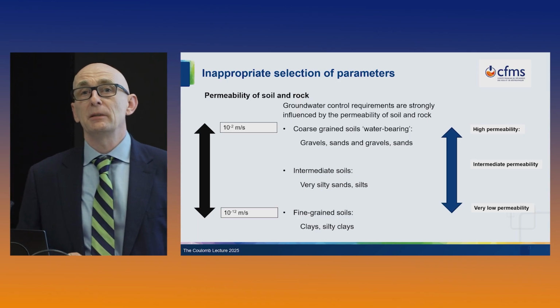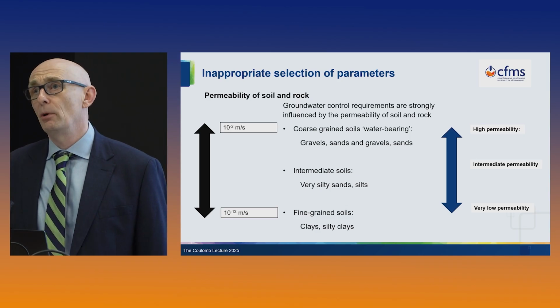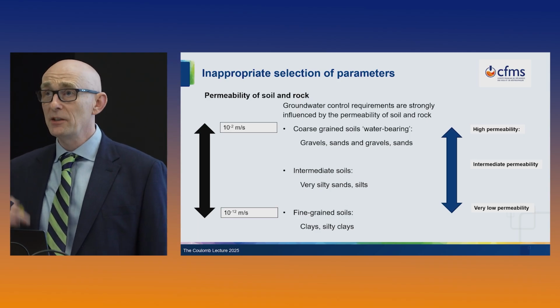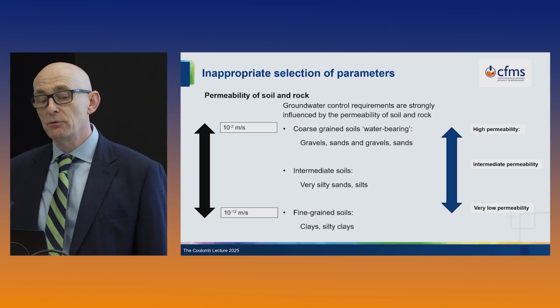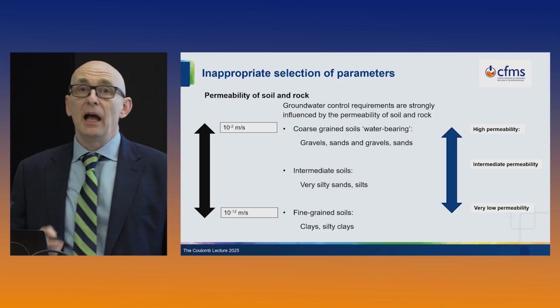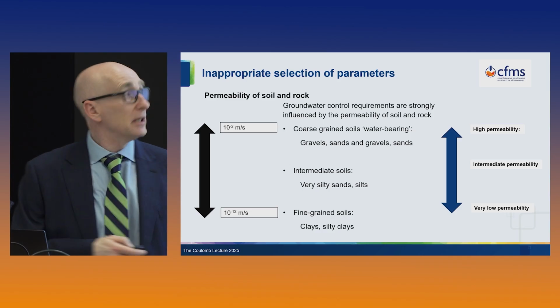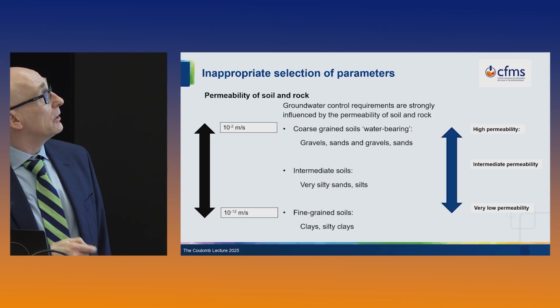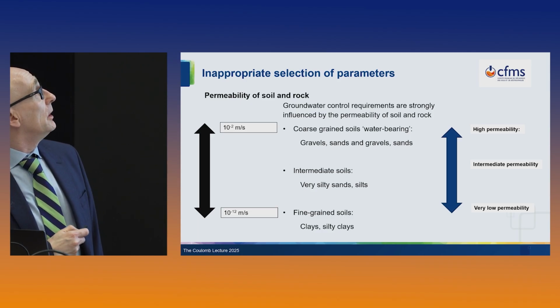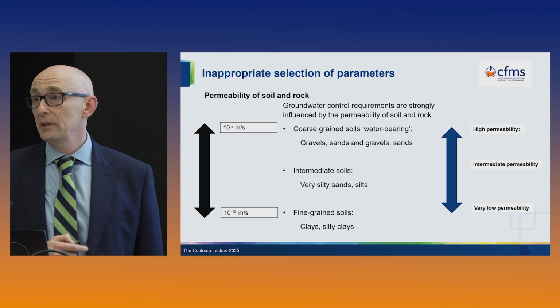We've discussed permeability, and permeability is the coefficient of proportionality in Darcy's law. In simple terms, it's a measure of the ease with which water flows through soil or rock. And it has a very large range in natural materials. So if we have a high permeability material, such as gravel, sands and so on, that could be as high as 10 to the minus 2 meters per second.